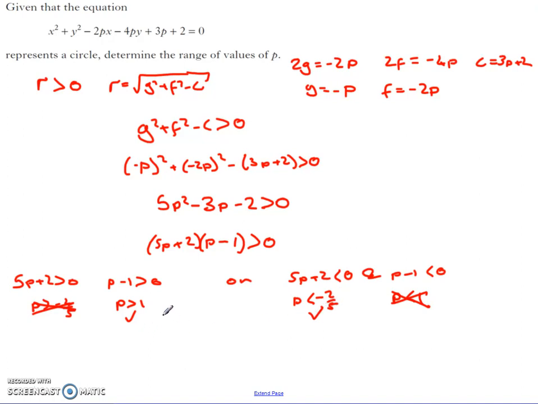So I get two conditions p can satisfy. I can then say either p is bigger than 1 or p has to be less than -2/5. Could be either of these two scenarios and the equation of the circle will exist. And our circle will be there when we calculate the equation.